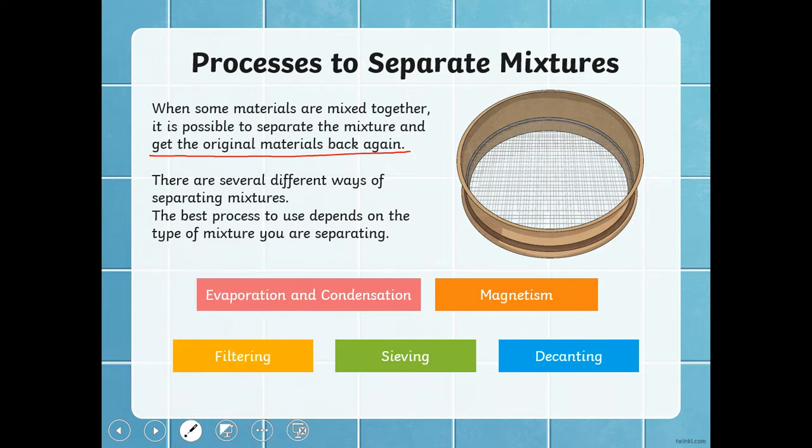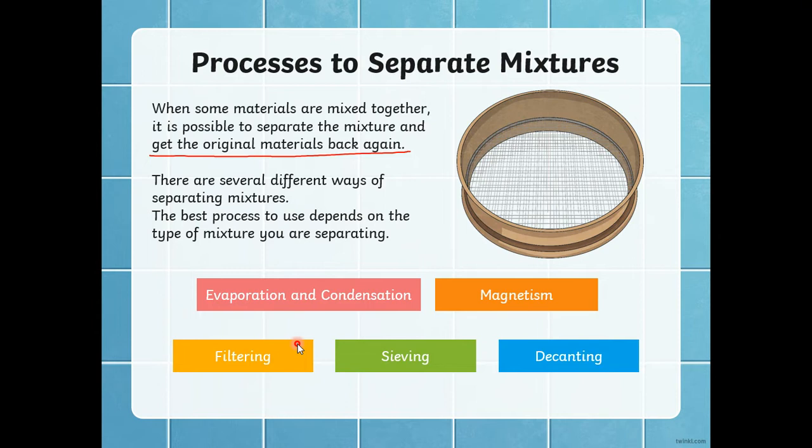Now, what are the processes to separate these mixtures? There are several ways to separate mixtures. Now, the best process to use depends on the type of mixture you are separating. So in order to do that, you need some discernment, you need some understanding of certain things so that you can choose the best one. So don't just say, oh, we're going to use evaporation and condensation all the time, or we're going to use magnetism all the time, or we're going to use filtering all the time. No, you use the different processes based on the mixture that is in front of you.